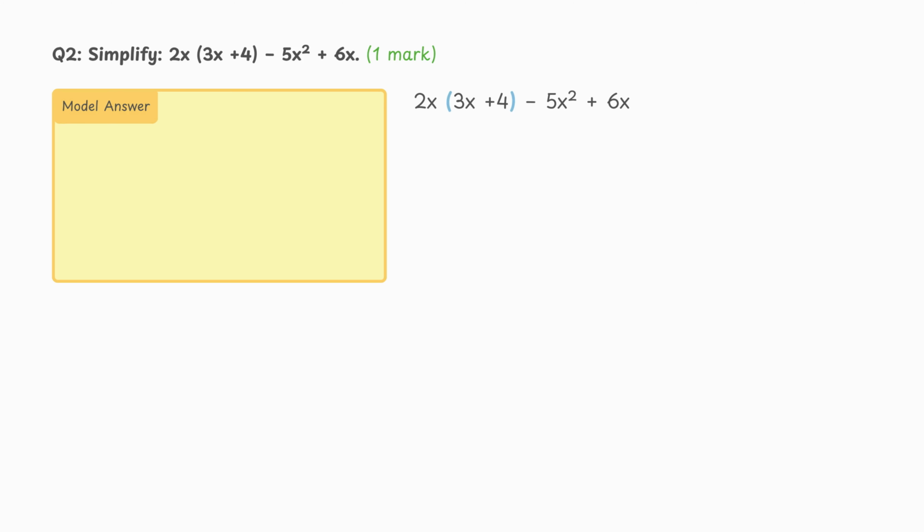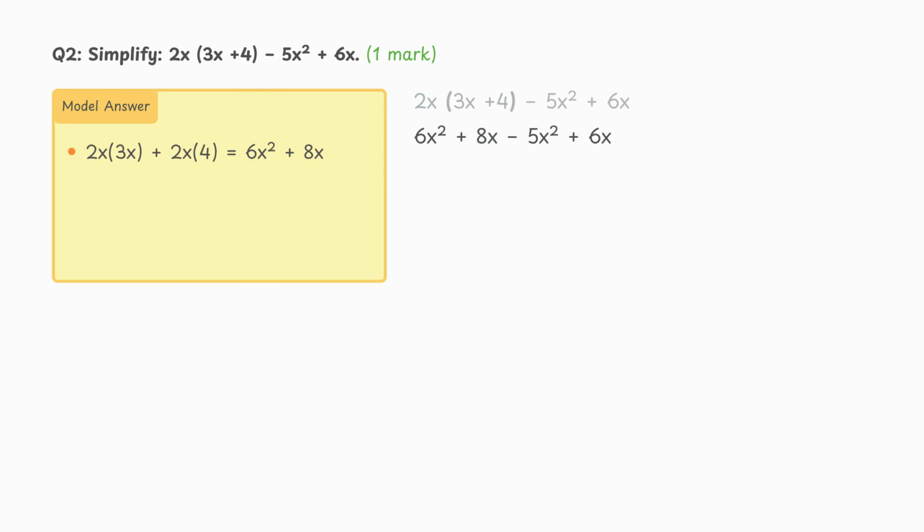For this question, we cannot collect the like terms straight away because there is a bracket. So first we need to expand. Look at the first part. 2x, open bracket, 3x plus 4, close bracket. This means 2x must multiply everything inside the bracket. First, multiply 2x by 3x. 2 times 3 is 6, and x times x is x squared. So 2x times 3x gives 6x squared. Now multiply 2x by 4. 2 times 4 is 8, and we still have the x. So 2x times 4 gives 8x.